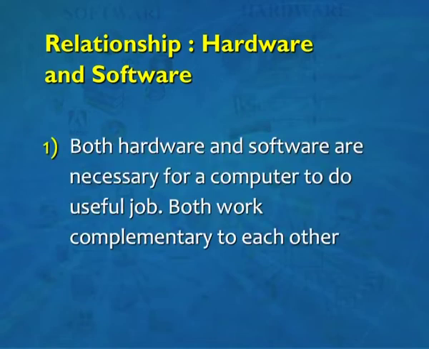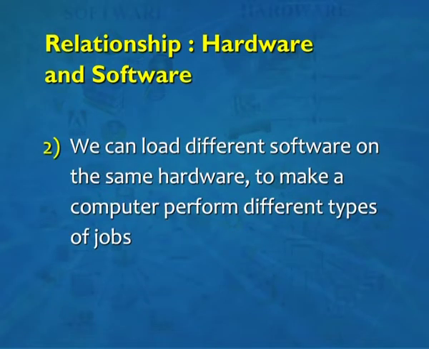Let us see the relationship between hardware and software. Both hardware and software are necessary for a computer to do useful job. Both work complementary to each other. We can load different software on the same hardware to make a computer perform different types of jobs.